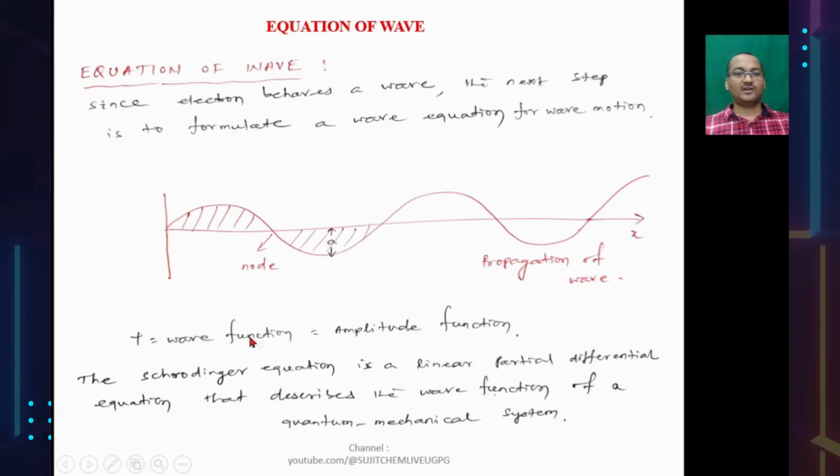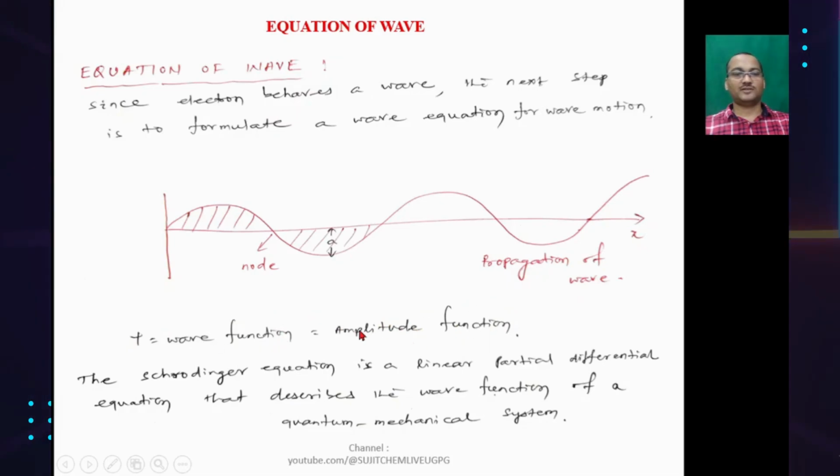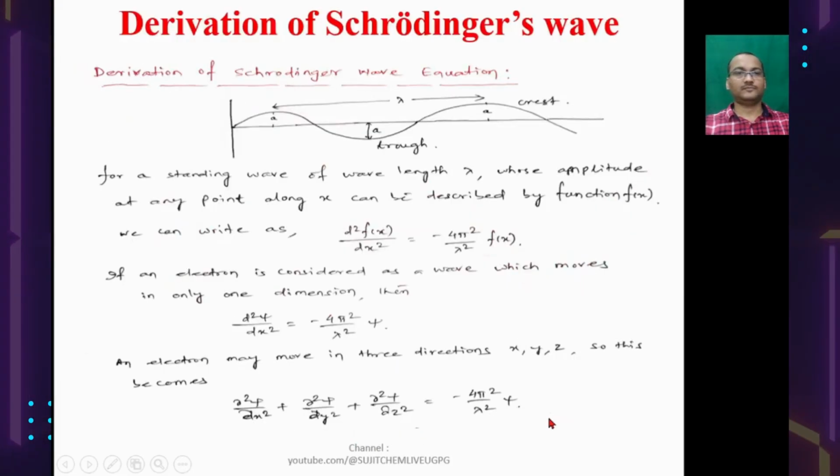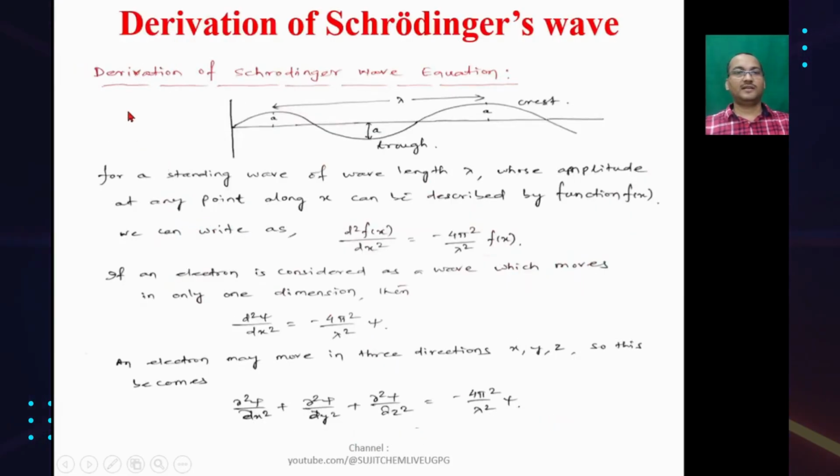So psi is called the wave function or amplitude function. The Schrödinger equation is a linear partial differential equation that describes the wave function of a quantum mechanical system. So let's derive the Schrödinger wave equation.